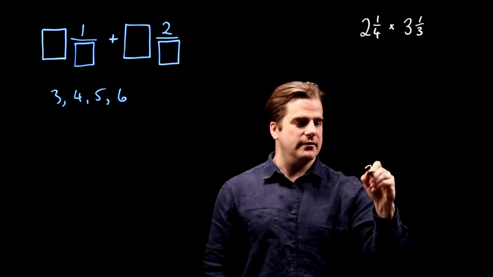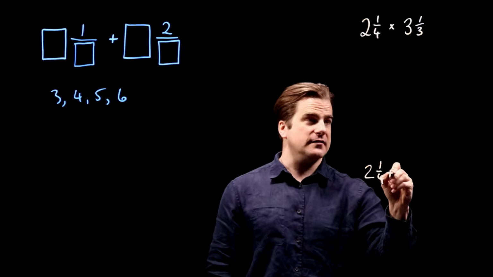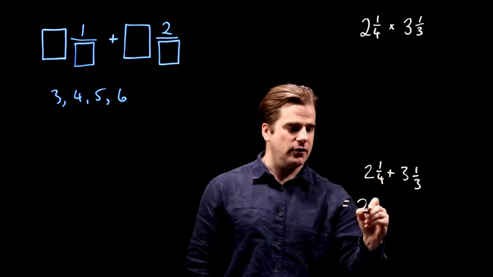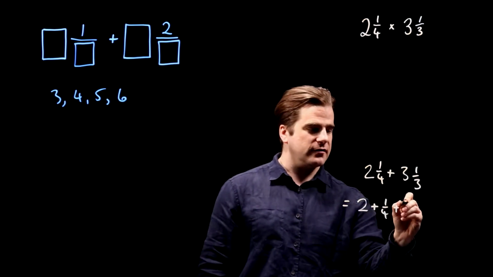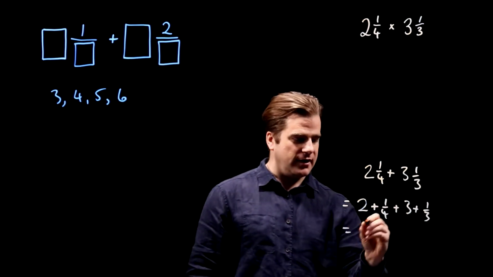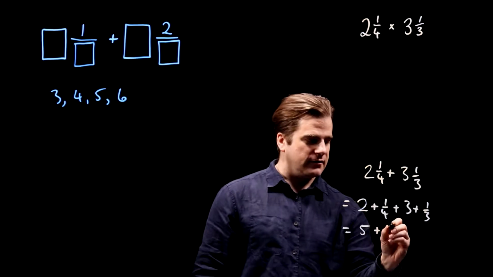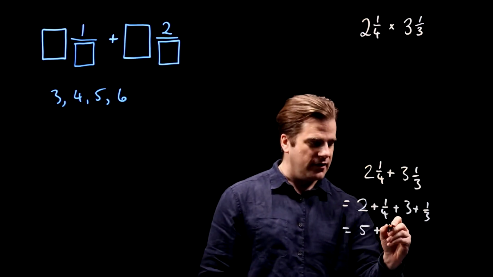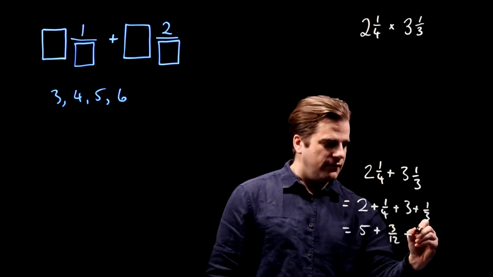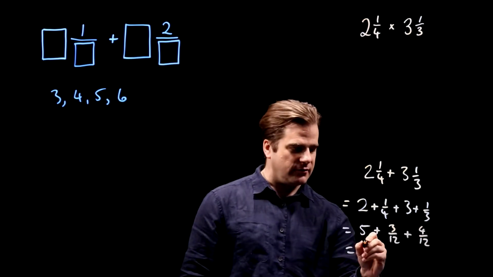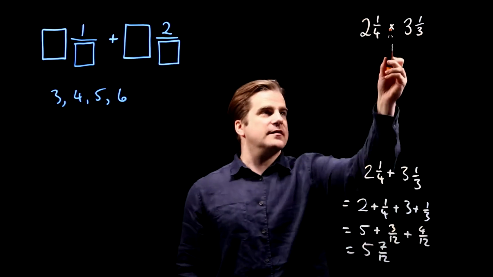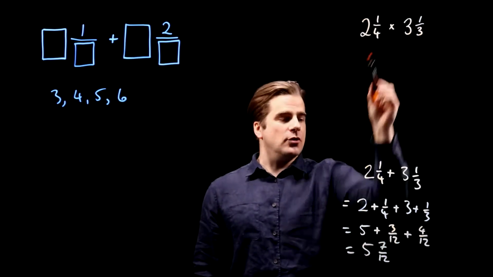So if we had 2 1/4 plus 3 1/3, okay, you can break that up into 2 plus 1/4 plus 3 plus 1/3, okay, which is 2 plus 3 is 5, and 1/4 plus 1/3, put them over 12, so that's 3/12 plus 4/12, so it comes out as 5 7/12, okay? But this is multiplication. You're not allowed to break it up like that.